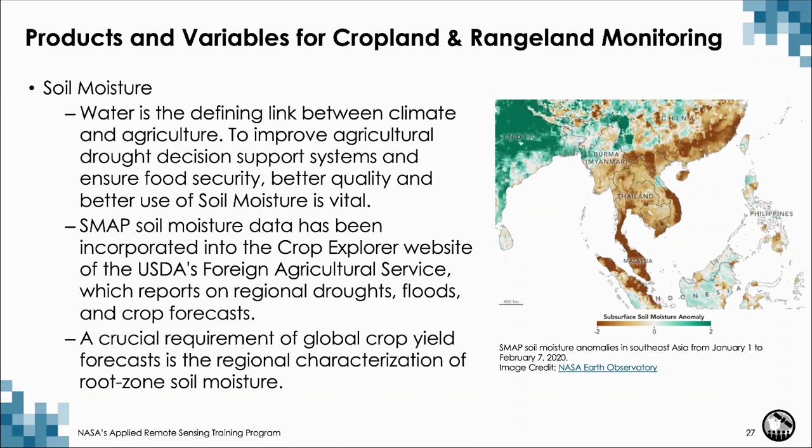As we learned in last week's webinar, water is the defining link between climate and agriculture. To improve agricultural drought decision support systems and ensure food security, better quality and better use of soil moisture is vital. Soil moisture is also a key parameter in calculating evapotranspiration, along with temperature, atmospheric moisture, and wind. The USDA Foreign Agricultural Service's Global Crop Decision Support System has been enhanced by the integration of NASA SMAP soil moisture observations. The efforts have led to improved soil moisture information that is essential for the agency's crop forecasting activities. To learn more about soil moisture products for agriculture applications, please refer to Part 2 of the webinar series.